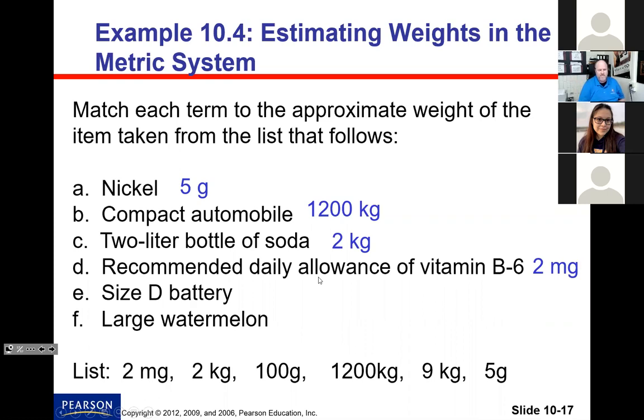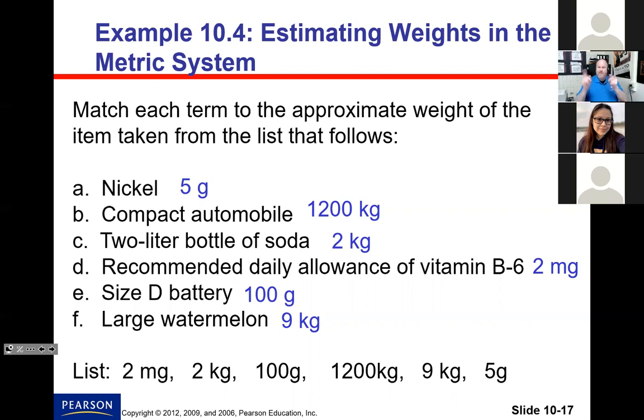Size D battery. 100 grams, yeah. And a large watermelon, 9 kg. Yeah, some of those good Texas watermelons, if anybody's ever had them. Again, it's interesting. Estimation is one of those things that when you have to teach it to kids, some of the kids will be really good at estimation, some will not have a clue. What does a large watermelon weigh? 1,200 kilograms. I'm like, okay, no, that's a really big watermelon, but thanks for playing.